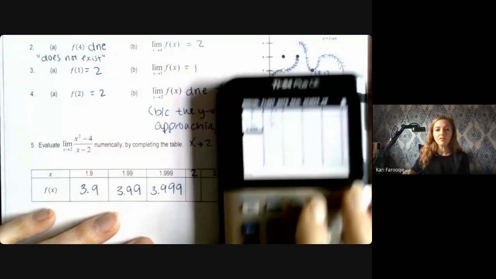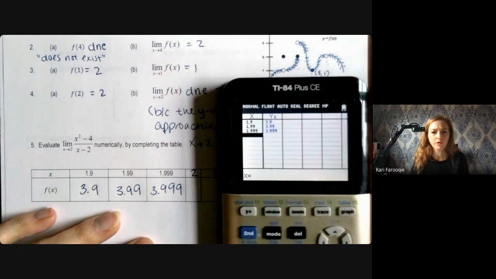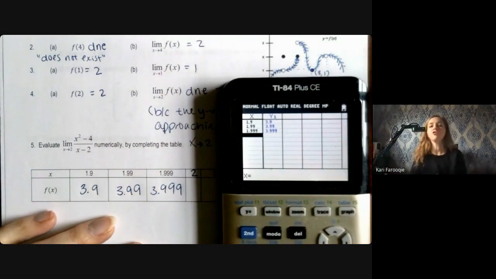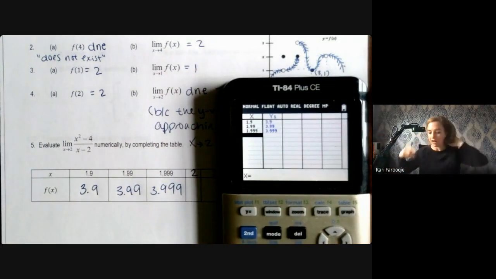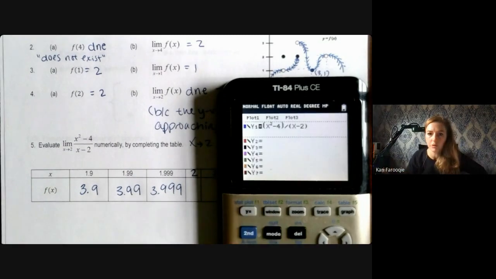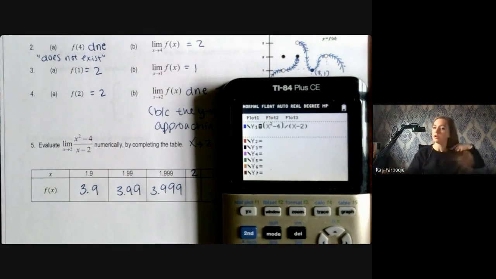Now, I always have students who are like, wait, I got different numbers than you. Pretty much every single time that happens, I have them check their function to make sure they put parentheses around the numerator and denominator separately. If you mess up your parentheses, you will get different numbers in your table. This always happens all the time. Make sure you've entered your function appropriately.